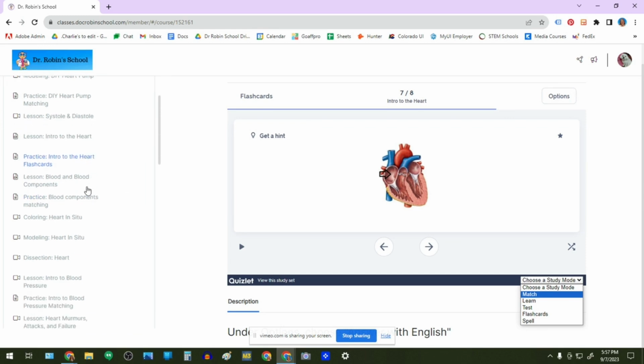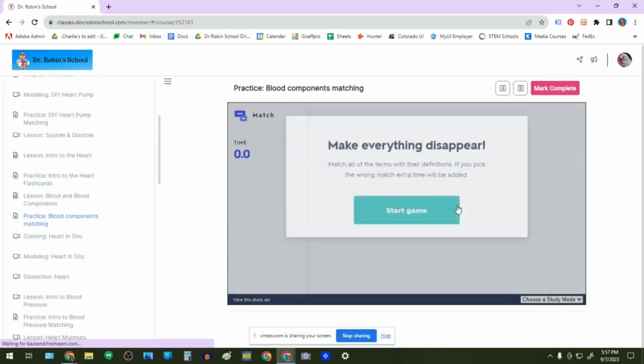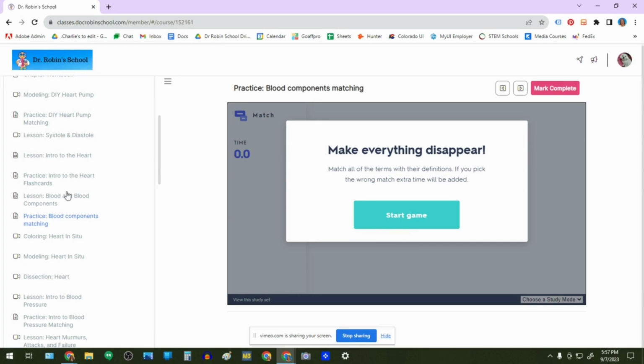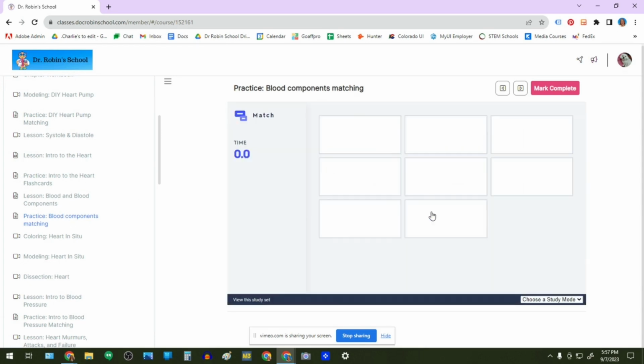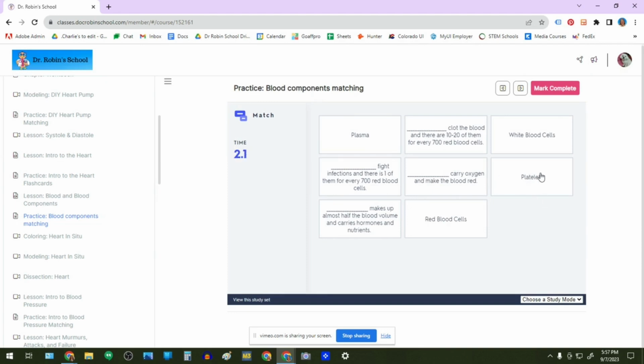I'm going to show you something else it's good for, and that's matching game. So here's a matching game for the blood components. So Toby already did the lesson, so he's ready to do the game. All right, so let's see here. Which ones? We're going to look at, what is it that fights infection? And there's one of them for every 700 red blood cells. Oh, white blood cells. Woohoo, match them.